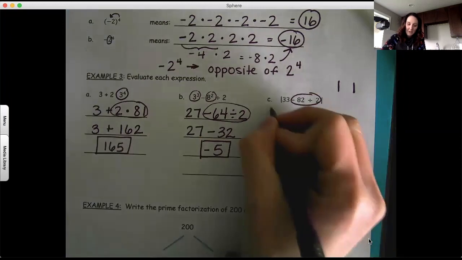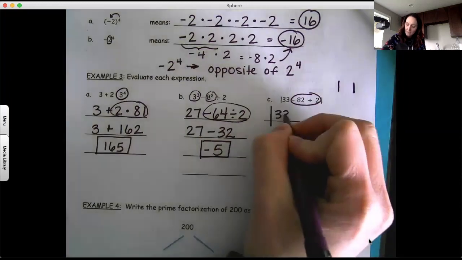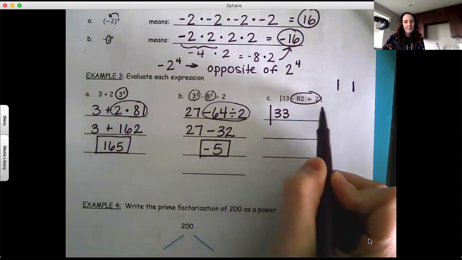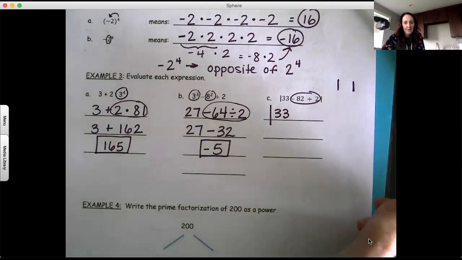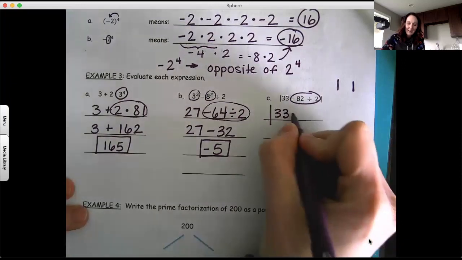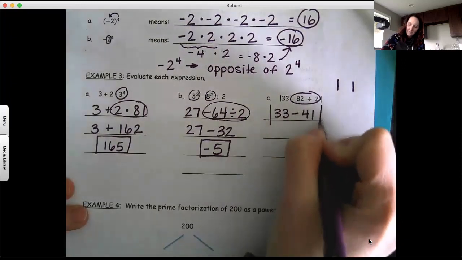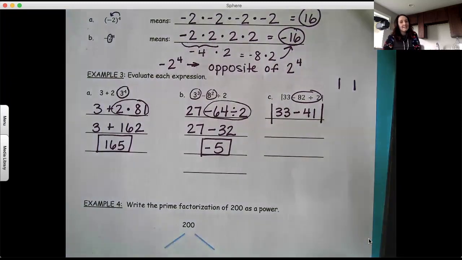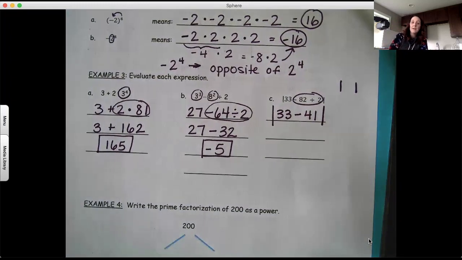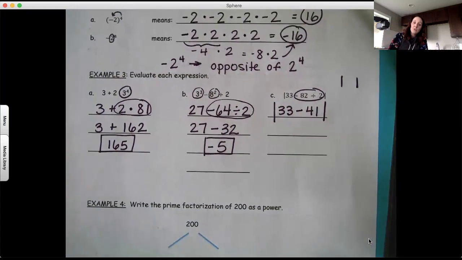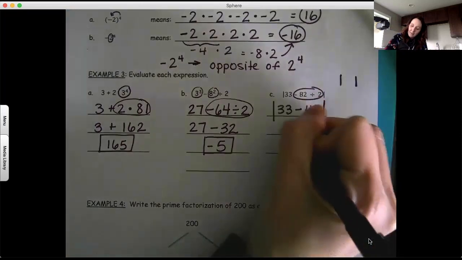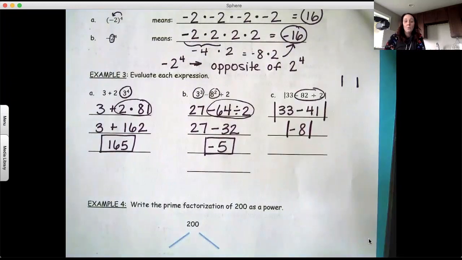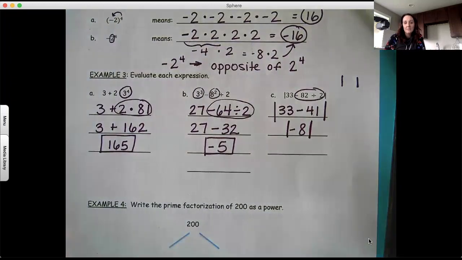So to do this, I'm going to just copy down what I'm not going to change, and I have negative 82 divided by 2. When you do negative 82 divided by 2, you get negative 41. I'm not going to focus on the absolute value sign yet. I still need to subtract 33 minus 41. So when you take 33 minus 41, you get negative 8. And here I have the absolute value. So what's the absolute value of negative 8? It is 8.